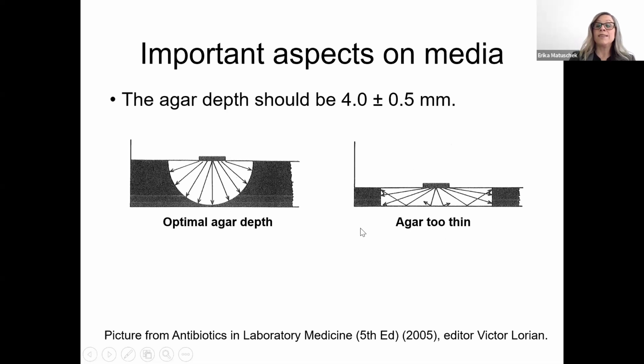But you can also easily see here what happens if the agar is too thin. The antibiotic will continue to diffuse up again to the surface and the zone diameter will be larger. And the opposite is true if we have a too thick agar depth, then zones will be smaller. So to use EUCAST breakpoints, to use EUCAST QC criteria, you should use plates with an agar depth of 4 millimeters.